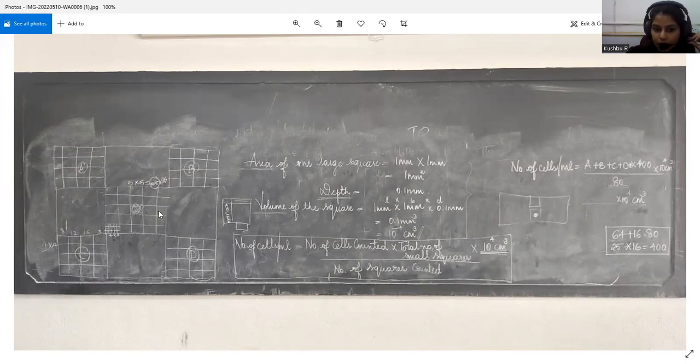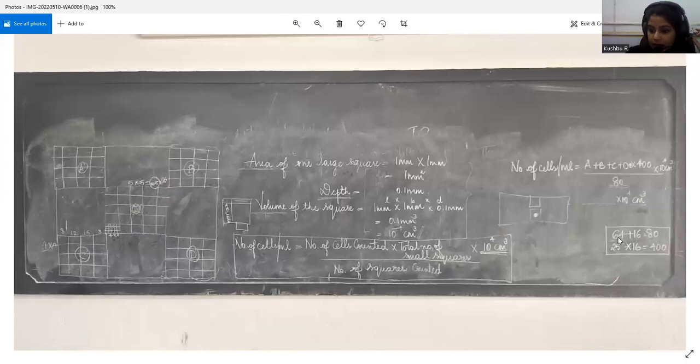So when we get the total, maybe it is 600, you will write that 600 into 400. 400 will be the total number of small squares. As I told you, the total number of small squares will be 25 into 16. Here we know there are 5 into 5 squares, that is 25, into 16, because each square has 16 partitions. So we have 25 into 16, that is 400 squares.